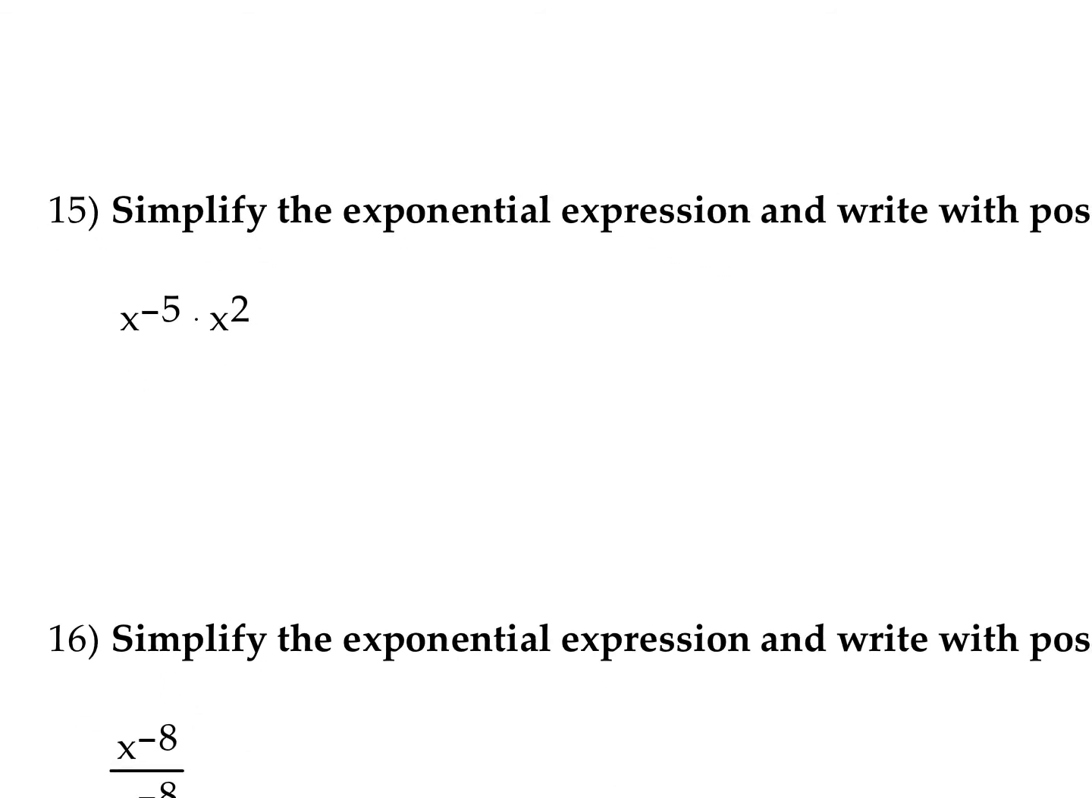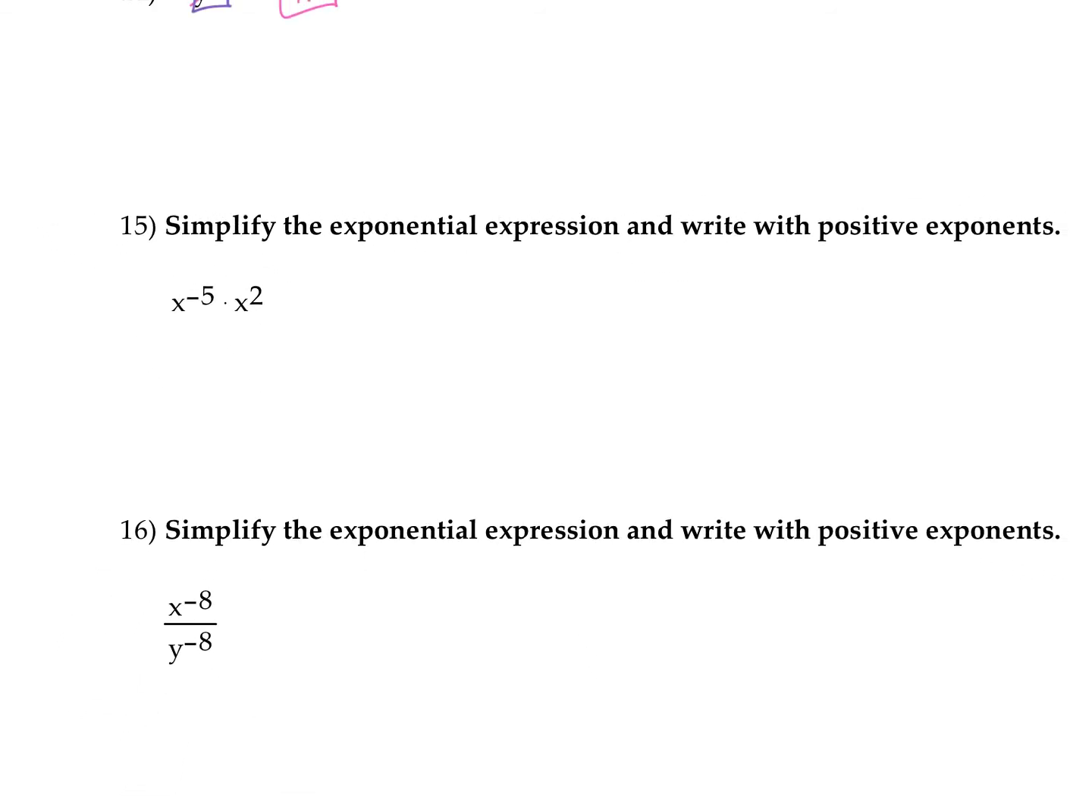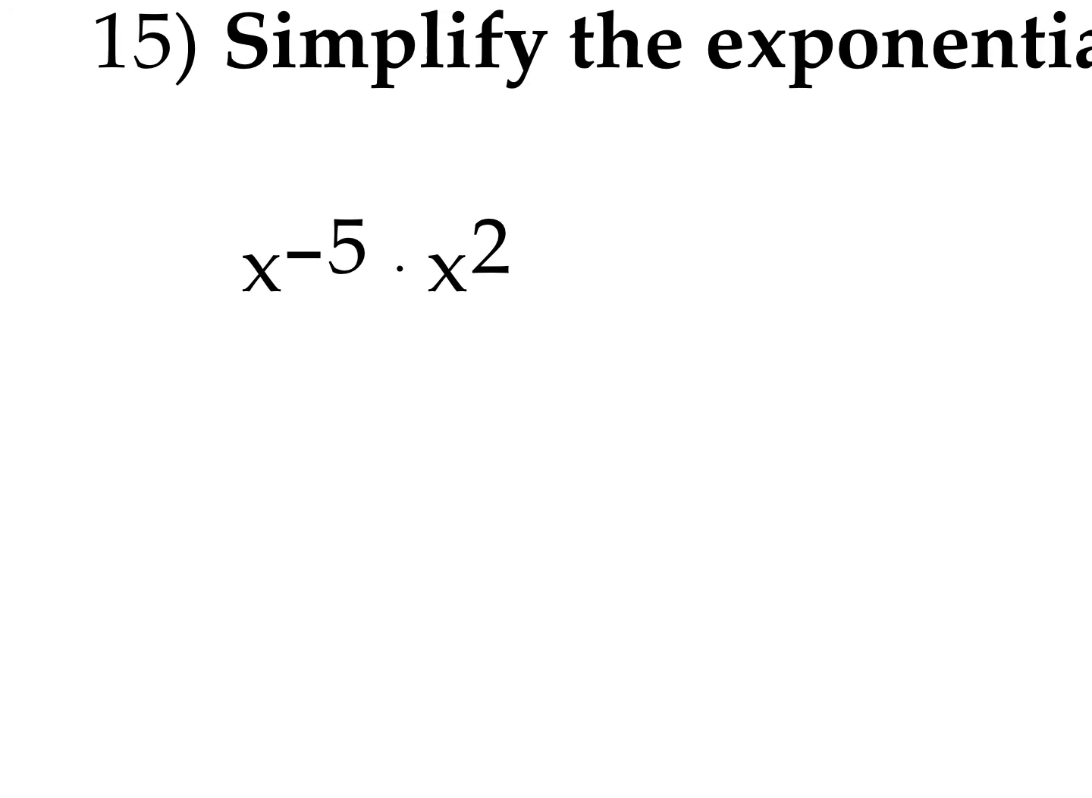All right, simplify the exponential expressions and write with positive exponents. How do I simplify? Add the exponents. So what's negative 5 plus 2? We don't like negative exponents, so put it on the bottom. What goes on the top? 1 over x to the third power. Perfect.